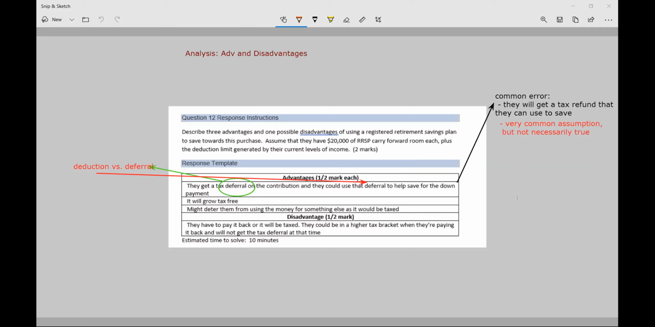Chris has expressed the rest of this well, and I think, Chris, if you just said deduction here instead of deferral, that would be good. And I know this is picky about the language, but of all the places where it's okay to be picky about the language, the RRSP is probably at the top of that list. You're expected to show an expert level of competency with respect to the RRSP.